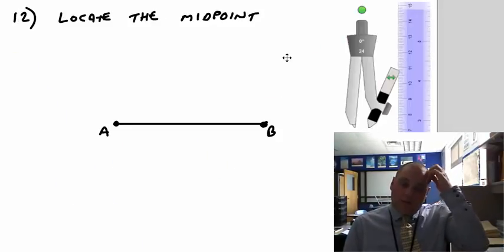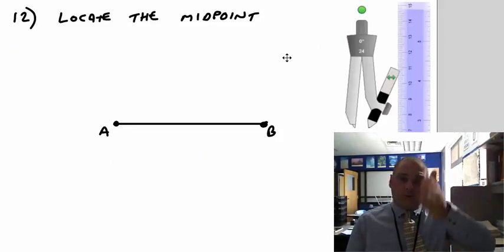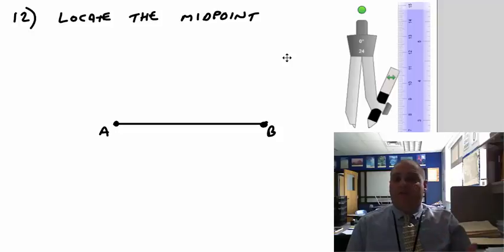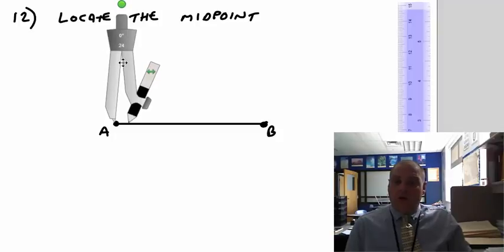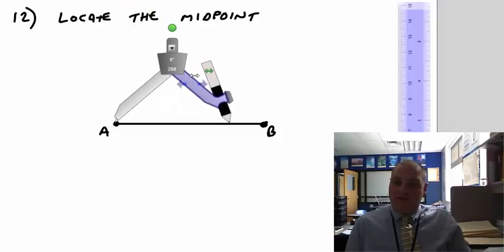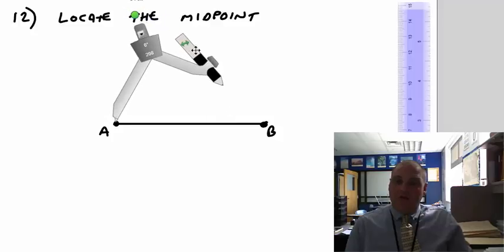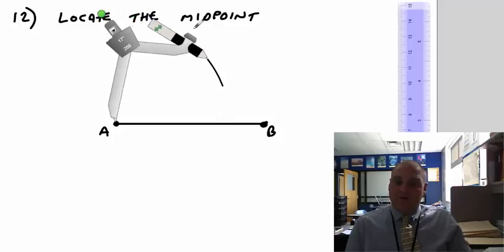Okay. Locate the midpoint. The midpoint is going to be found on the perpendicular bisector. So they might say construct the perpendicular bisector, whatever. So that's going to be done with the compass again. So we're going to put our compass point on A. We open it up more than halfway. As long as it's more than halfway, you're okay. We're going to do a half a circle.